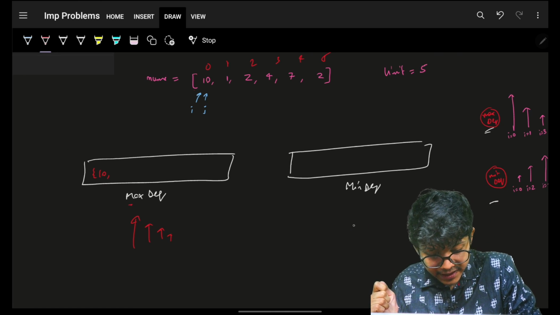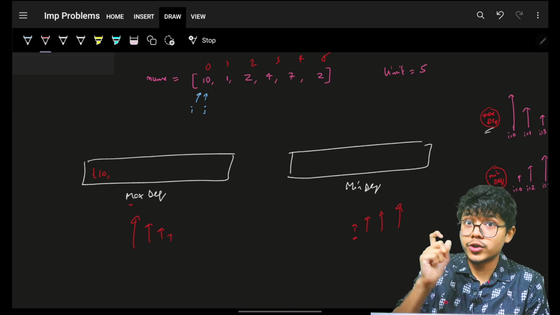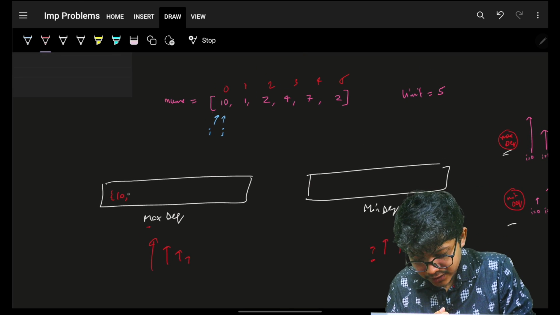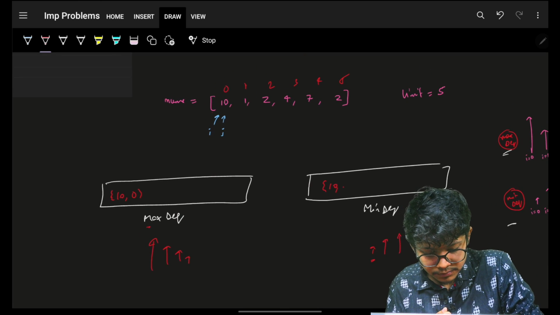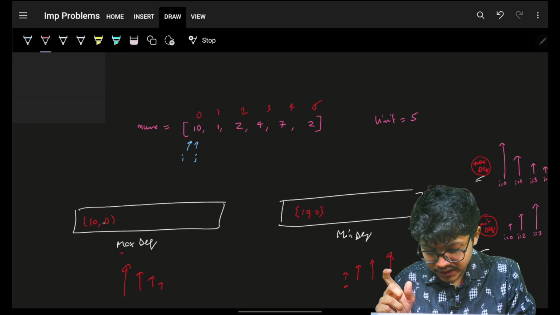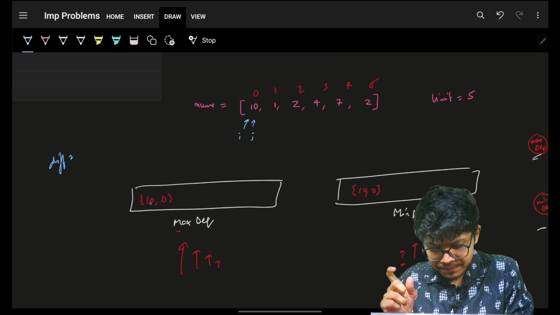And again, I will maintain my min DEQ so that in my extreme left, I can remove something from the left and that should be minimum possible. This is what I have to maintain as the order. Right in the very beginning, push 10 and 0, push that in my min DEQ. Now, grabbing the diff.